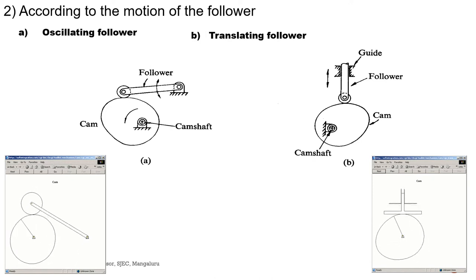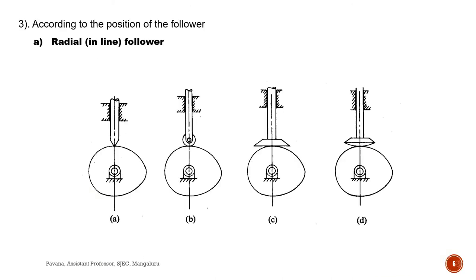It may be any type of follower, so it depends on the type of motion of the follower. It doesn't depend on the shape of the follower. It just depends on the movement of the follower. This is the second classification. The third classification is according to the position of the follower. Here the position is with respect to the center of the cam or the cam axis. Based on that we have two types.